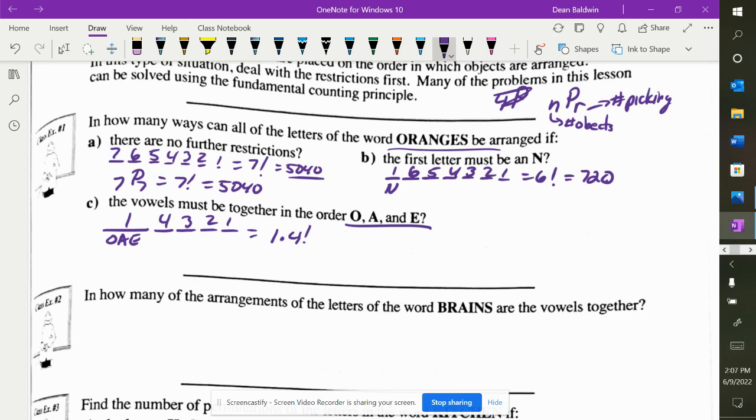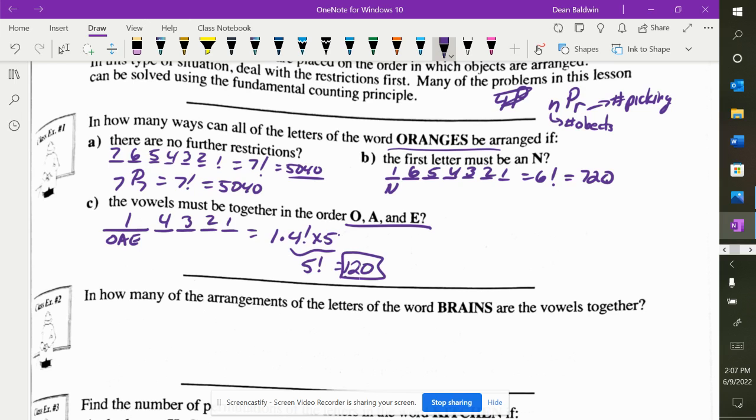But did I say O-A-E has to be at the beginning? So it could be anywhere. How many spots are there for it to be in? 5. So you'd multiply by 5. So that's really just 5 factorial. And that gives you 120. So again, we dropped to 120 just by making another level of restriction.